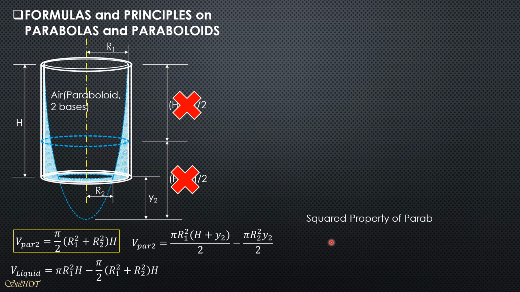Now the squared property of parabola applicable for this situation would be y2 as to r2 square equals y2 plus h as to r1 square. So again, y2 as to r2 square equals y2 plus big H as to r1 square. So that would be the squared property of parabola applicable for this case.